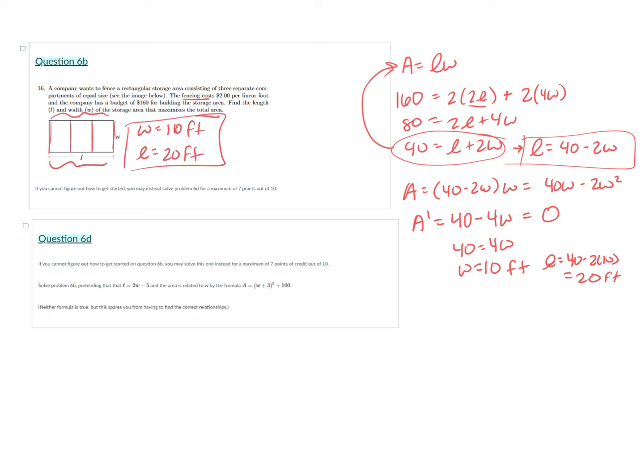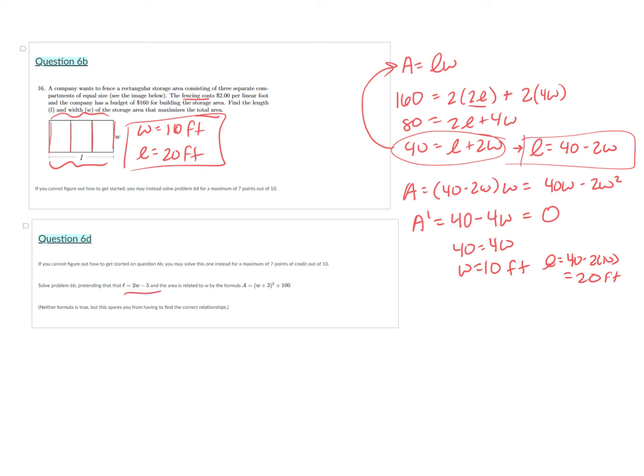There's that. Now, just like on the previous problem, if you're not sure how to set up the problem, there is this other 6D option that gives you the equations to use. You still optimize them the same way, but we're kind of skipping the step of actually setting up the problem that actually relates the variables to each other in the correct way. So here we have an area equation, and it's already in terms of one variable.